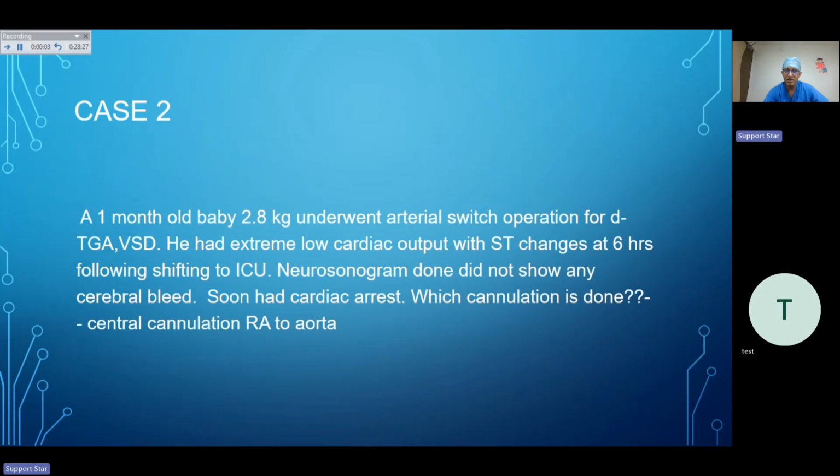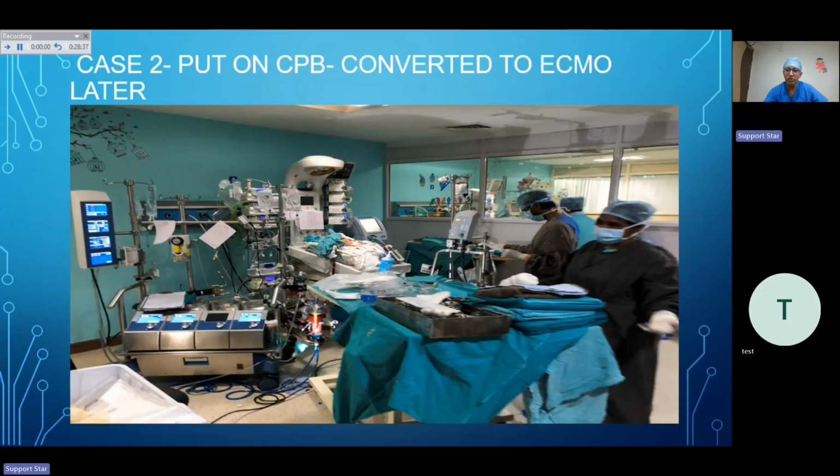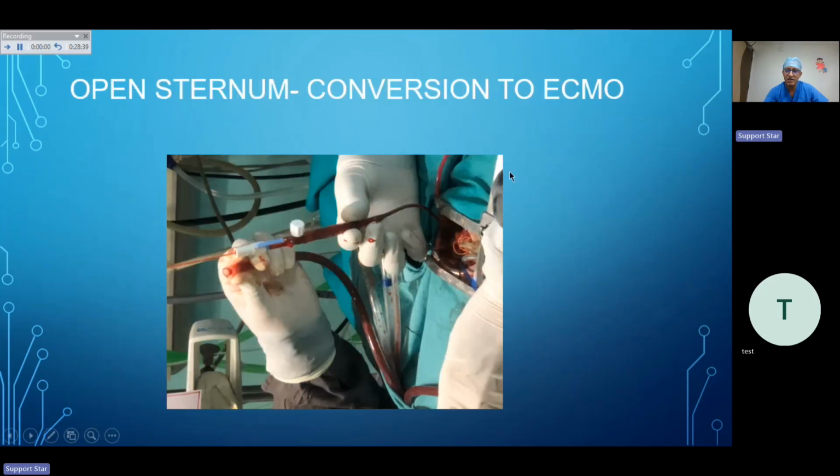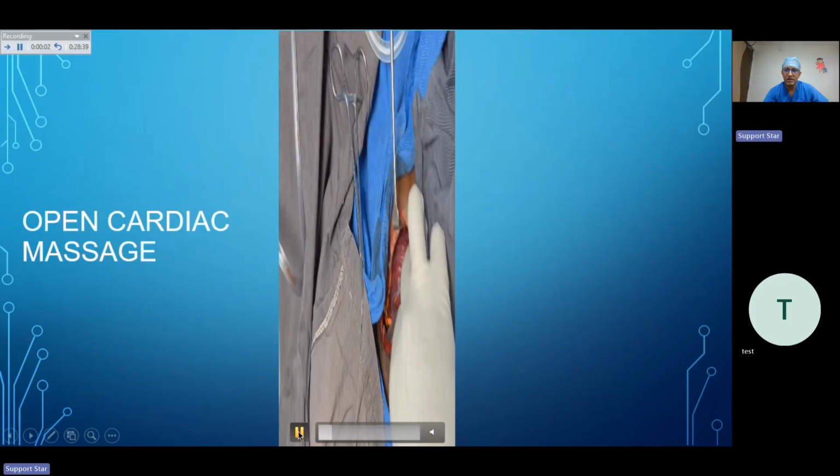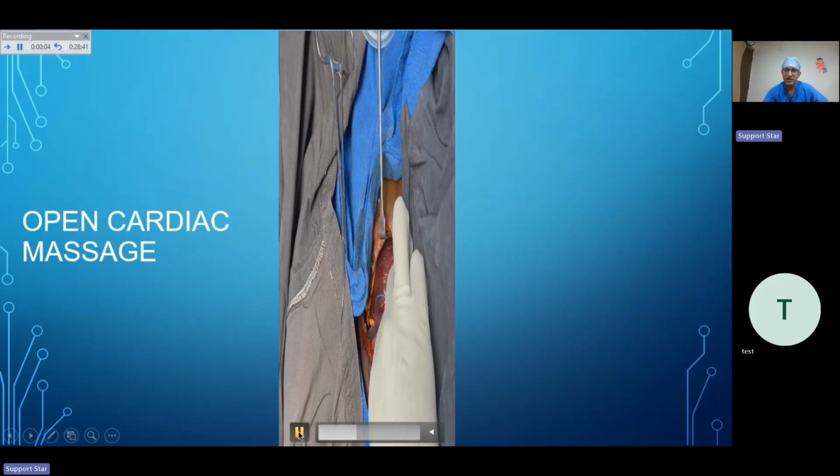Okay, there is another patient, 2.8 kilos, who underwent arterial switch operation. He had ST changes and low cardiac output. So we did open cardiac massage. You can see that. Oh, you're not playing this. Yeah, it's an open cardiac massage. Just opened.